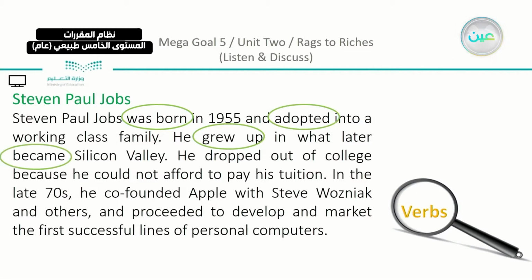became. Now here, working, I did not choose it. Why? Because we have here into a working class, which is like a noun. We have here he dropped. He could not afford. And we have here proceeded. So just to revise here, all of these are the verbs that we have in the paragraph.